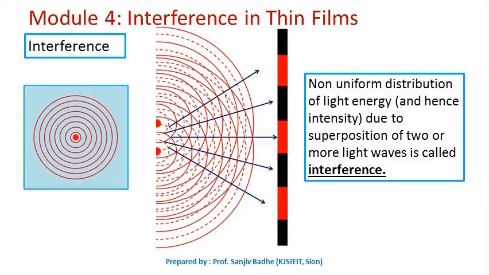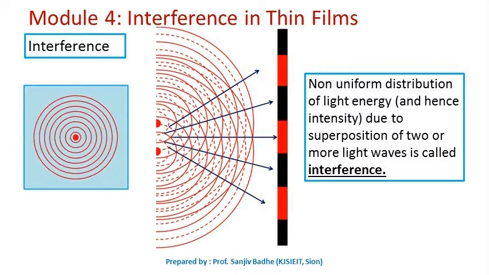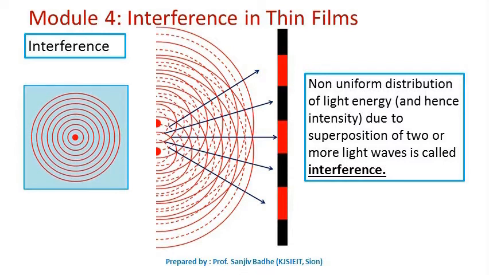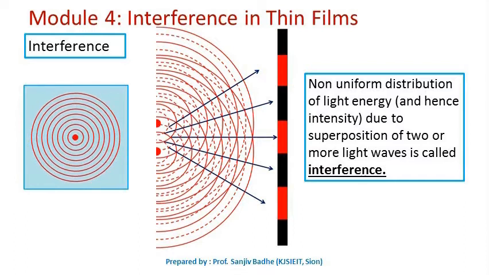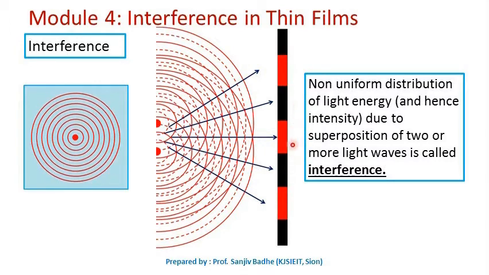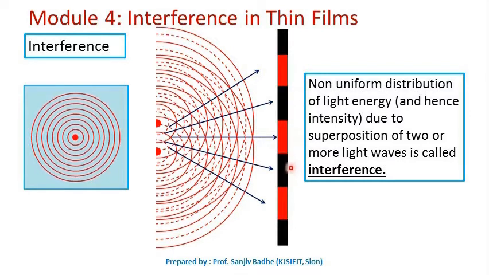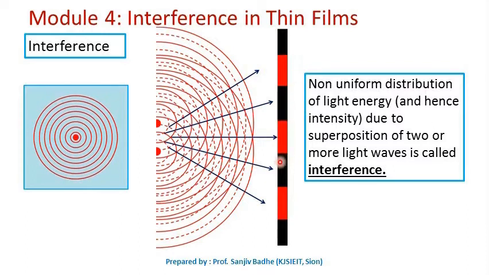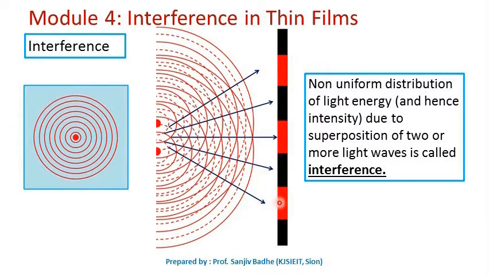is no longer uniform. If two independent sources of light, which are capable of giving out continuous waves of the same amplitude, same wavelength and same phase difference, are held close to each other, then the distribution of energy in the surrounding medium is not uniform, but bright and dark regions are observed. This non-uniform distribution of light energy due to superposition of two or more waves is called interference.